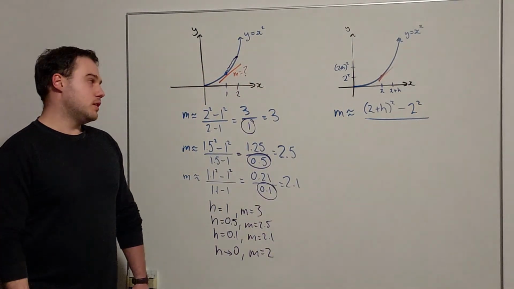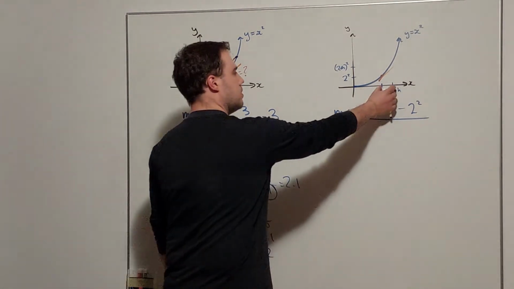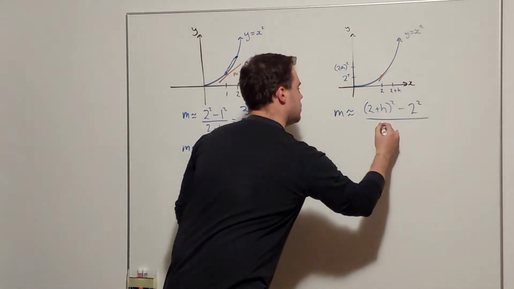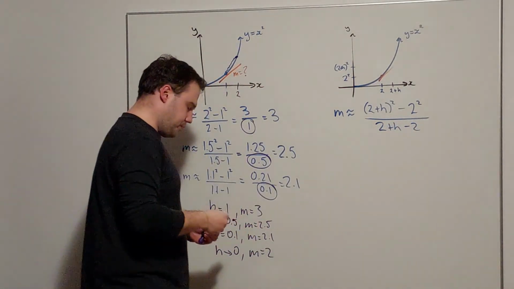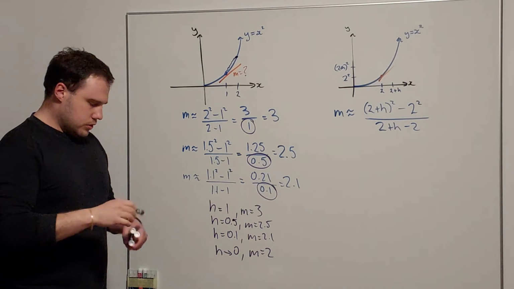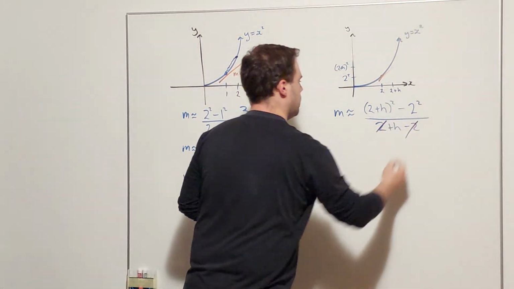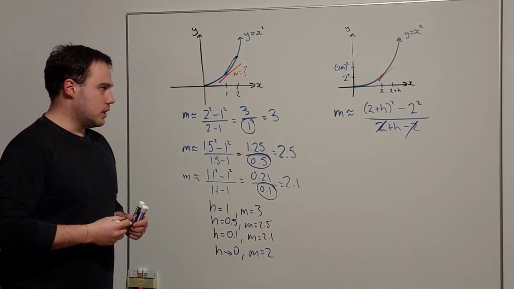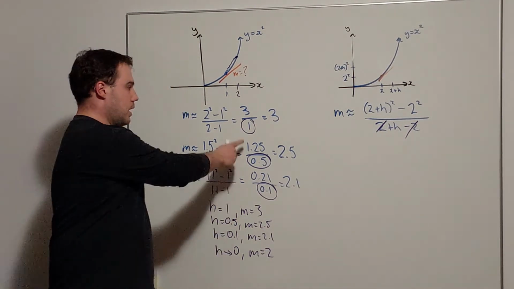And then the run is going to be the difference between the x coordinates. So the difference from here to here, which will be 2 plus h minus 2. So already we can see something that simplifies. 2 and minus 2 are going to cancel. And so we end up with h, the step size, on the bottom, right? Which is what happened over here.